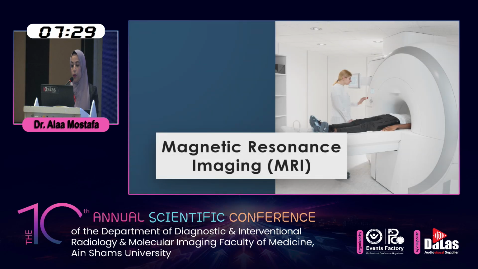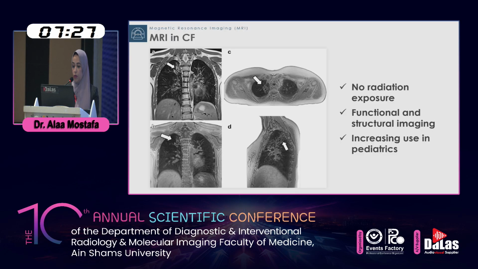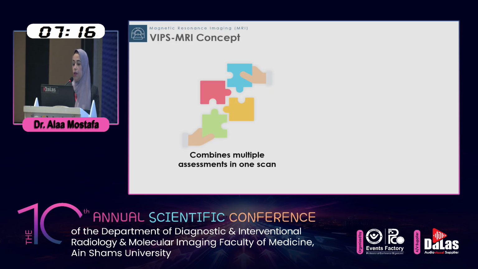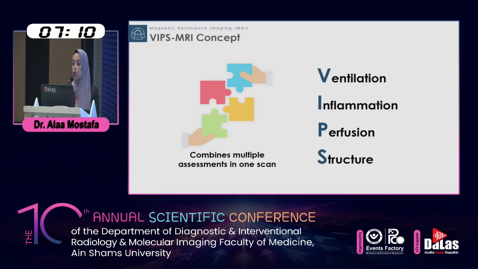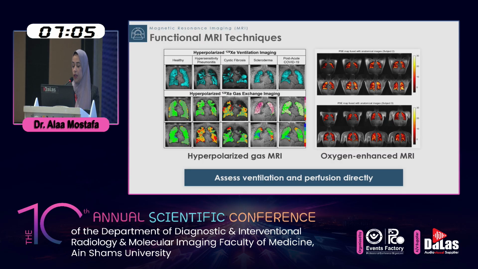Now, we will talk about the MRI role in cystic fibrosis. MRI offers radiation-free imaging and can assess both structure and function. It's gaining popularity, especially in pediatric cystic fibrosis care. PIPS MRI combines ventilation, inflammation, perfusion, and structure into one scan. It provides a comprehensive view of lung health. Techniques like hyperpolarized gas and oxygen-enhanced MRI allow us to assess ventilation and perfusion directly without radiation.